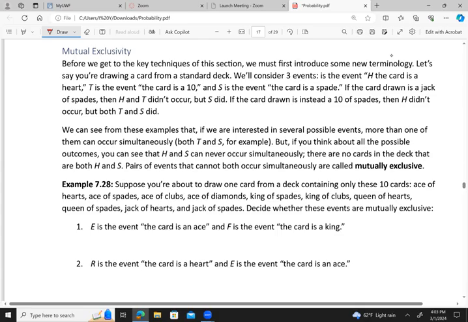So, suppose you're about to draw one card from a deck containing only these 10 cards: ace of spades, ace of hearts, ace of clubs, ace of diamonds, king of spades, king of clubs, queen of hearts, queen of spades, jack of hearts, and jack of spades. Decide whether these events are mutually exclusive. E is the event the card is an ace, and F is the event the card is a king. Can a card be both an ace and a king? No. So these are mutually exclusive.